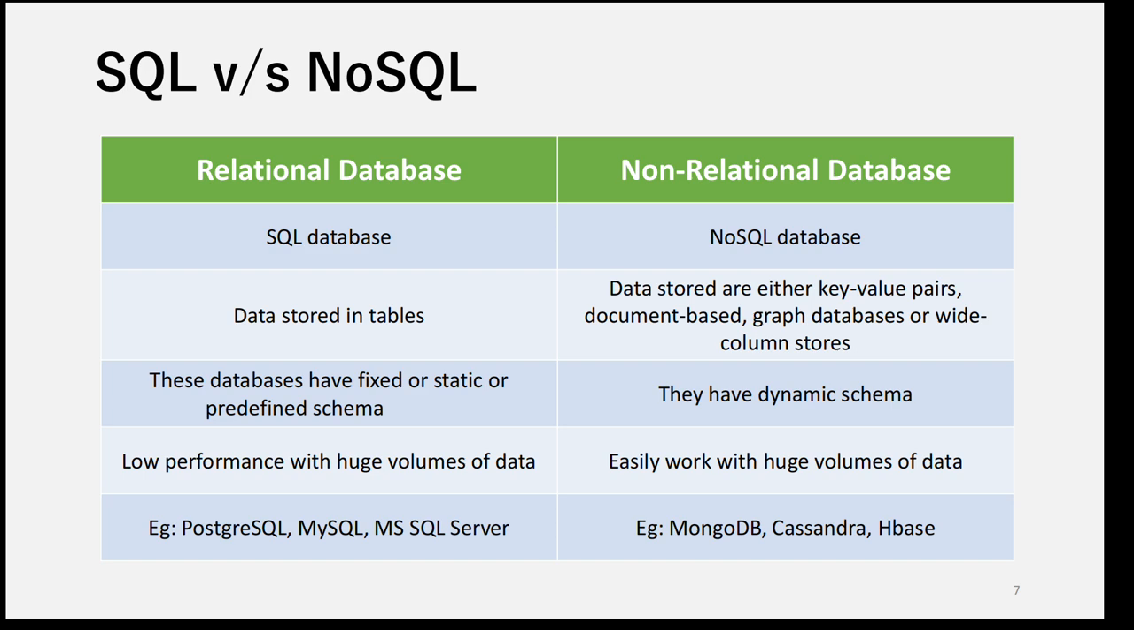In a relational database, they have a fixed schema, whereas a non-relational database doesn't. An example of relational is MySQL and others, and for the non-relational database it is MongoDB.